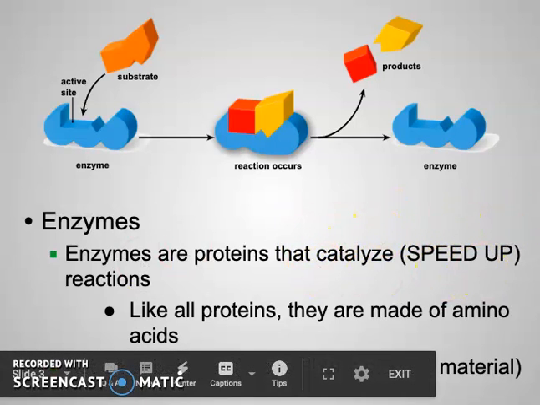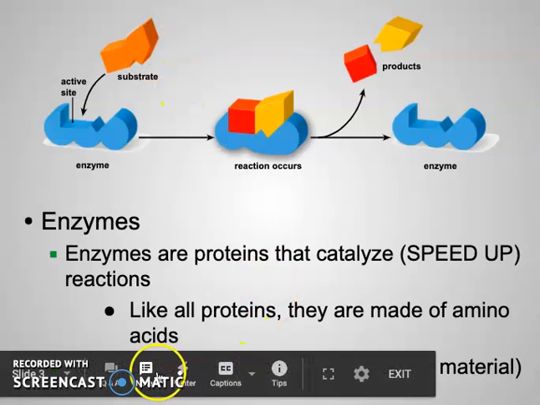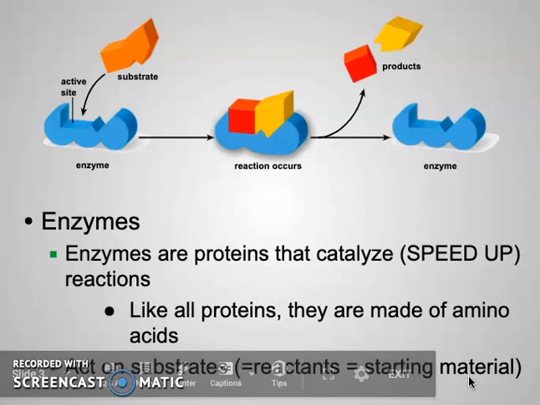Another word for speeding up is catalyze. So anytime you see anything about a molecule speeding up or catalyzing a reaction, you know it's an enzyme. Now, in a chemical reaction, the starting material are reactants and the end material are called products. If it's an enzymatic reaction, then that reactant is called a substrate. A substrate is the starting material, the reactant of a reaction.